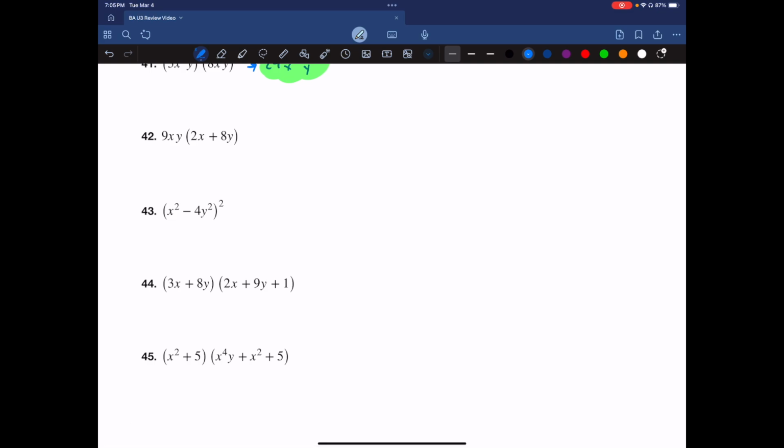On 42, I'm just going to take what's out front and give it to everything. So 9 times 2 is 18. X times x is x squared, and then you have the y. 9 times 8 is 32. You don't have another x, so it's just x, and then y times y is y squared. Again, you can write this twice, and I suggest you do it until you get in the habit of putting that middle term.